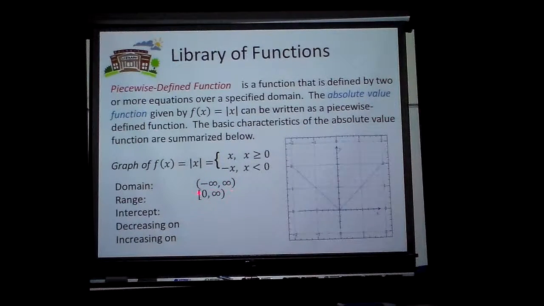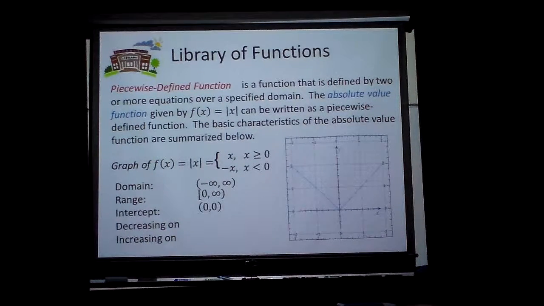Infinities are always parentheses. The difference between a parentheses and a bracket is this. A parentheses means it goes to it but never touches it. A bracket means it can actually equal that number. Okay? So that's the difference. That's why this is a bracket at 0. 0 is actually part of the answer. And infinities are always parentheses because you can never ever reach infinity.